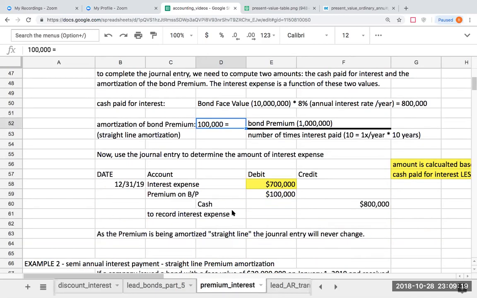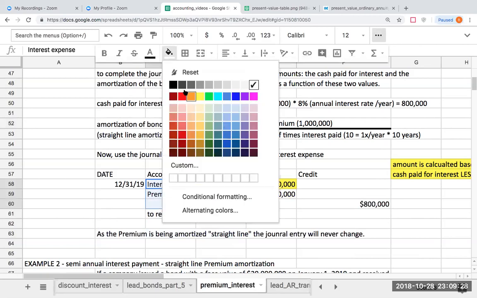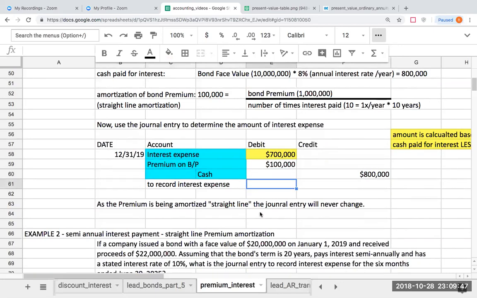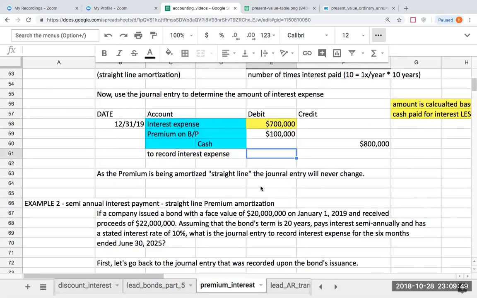So my journal entry to record interest expense in a premium situation, which will never change, by the way: I'm always going to be debiting interest expense, debiting premium on bonds payable, and crediting cash. Since I'm paying $800,000 a year in interest in cash, I'm debiting the premium for $100,000 and debiting interest expense for $700,000. So that's for annual straight line amortization.